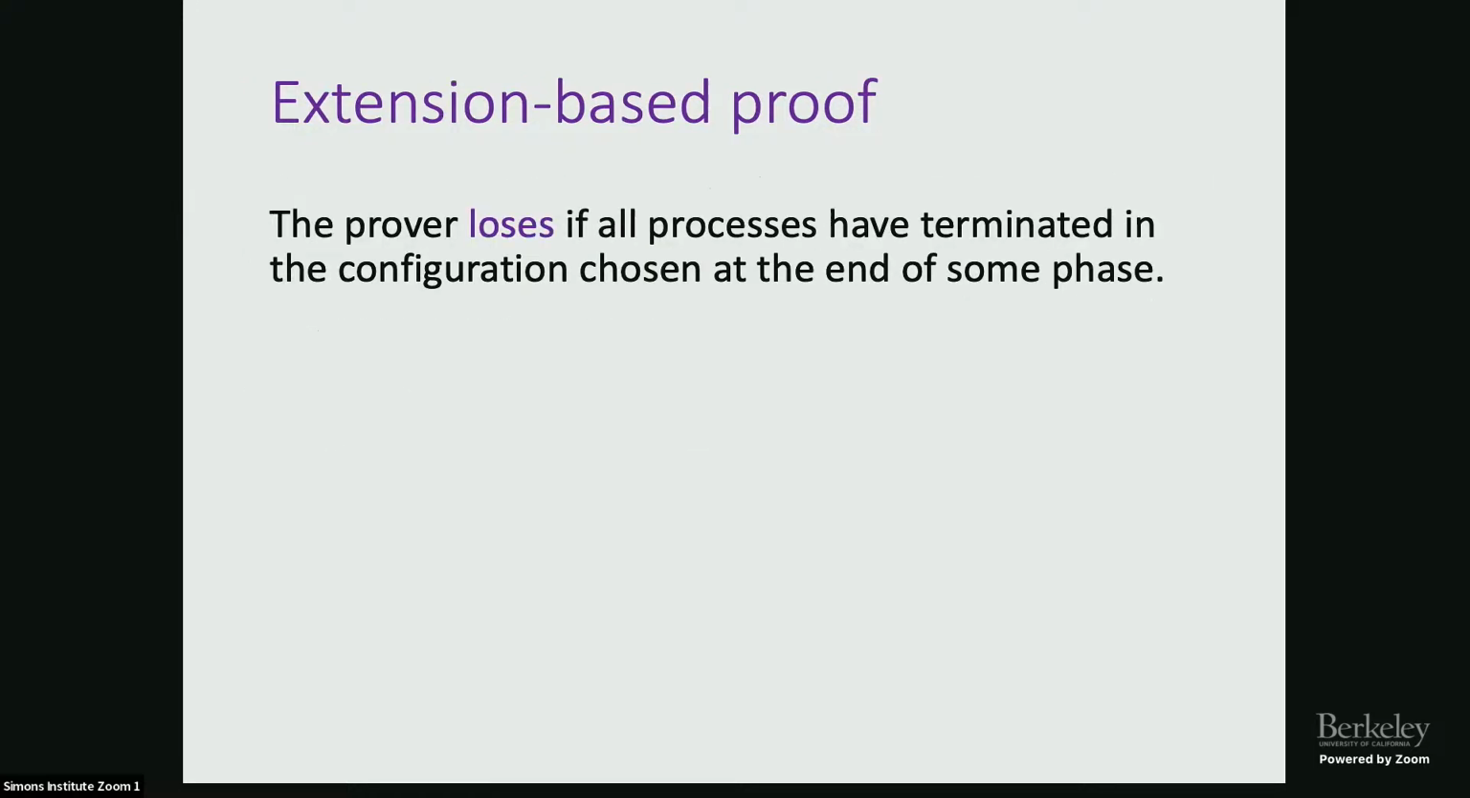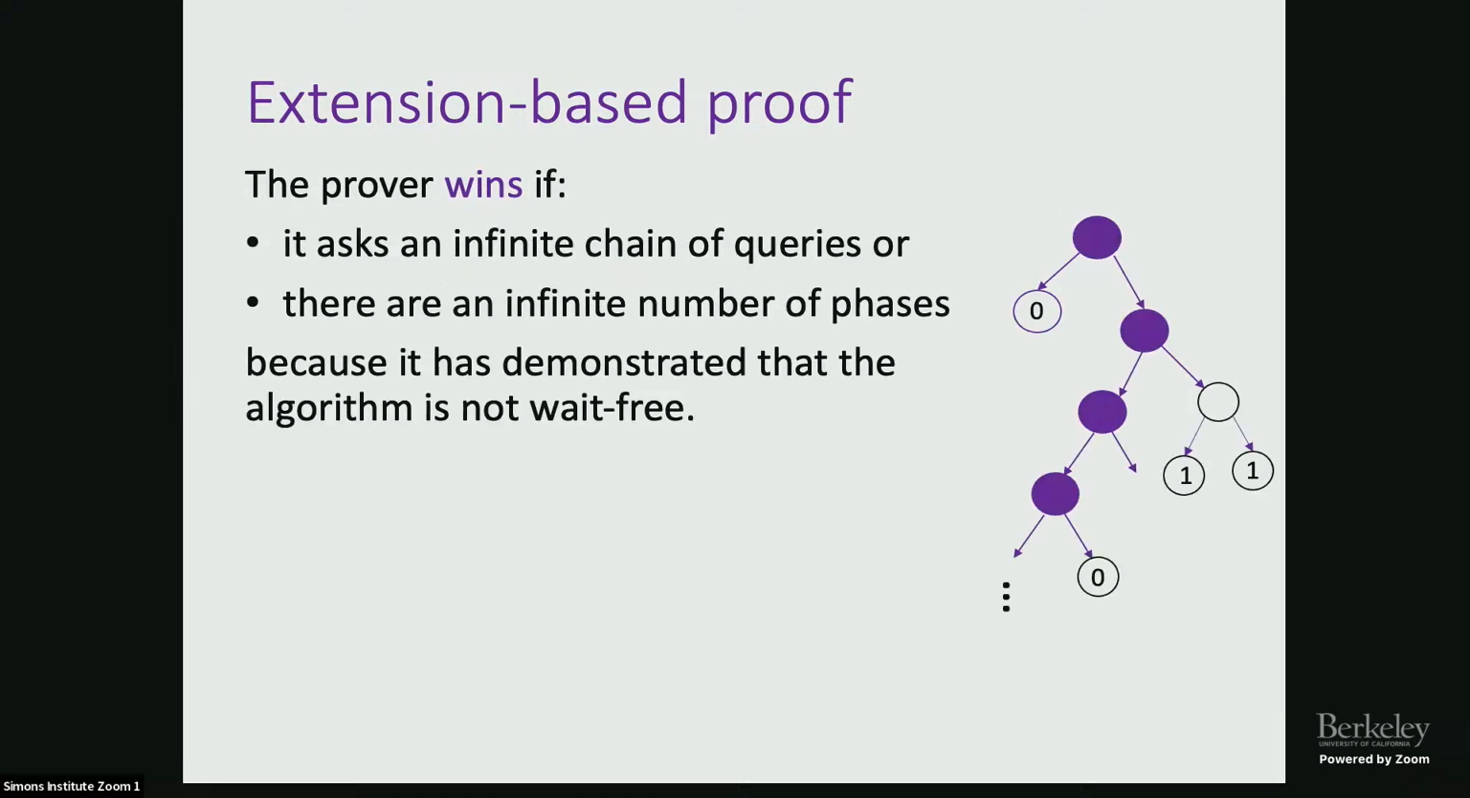This keeps on happening until the prover cannot start a new phase, because all the processes have output values and terminated in the configuration it chose. In this case, the prover loses because it hasn't shown that the algorithm is incorrect. If the prover asks an infinite chain of queries, or there are an infinite number of phases, the prover has demonstrated that the algorithm is not wait-free.